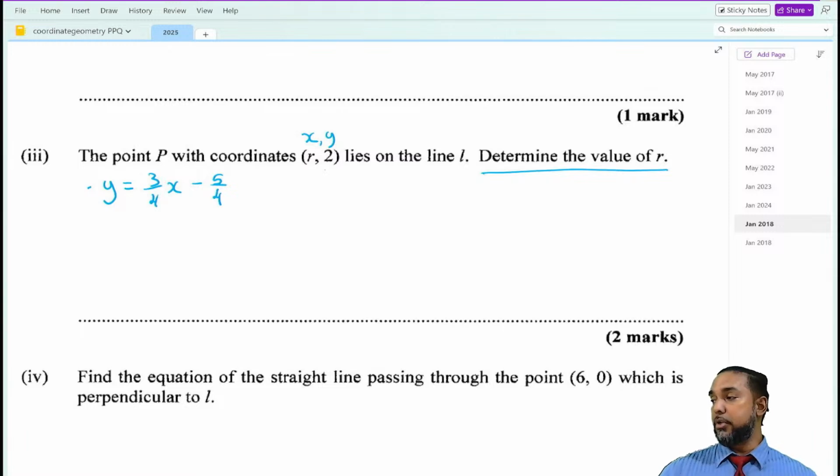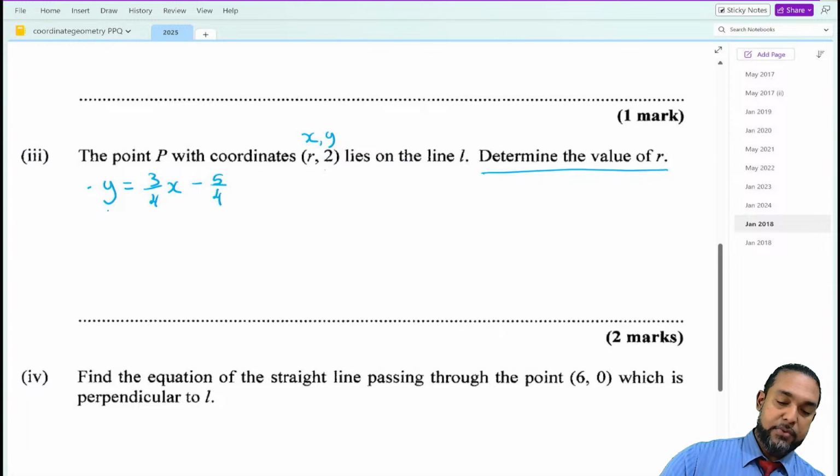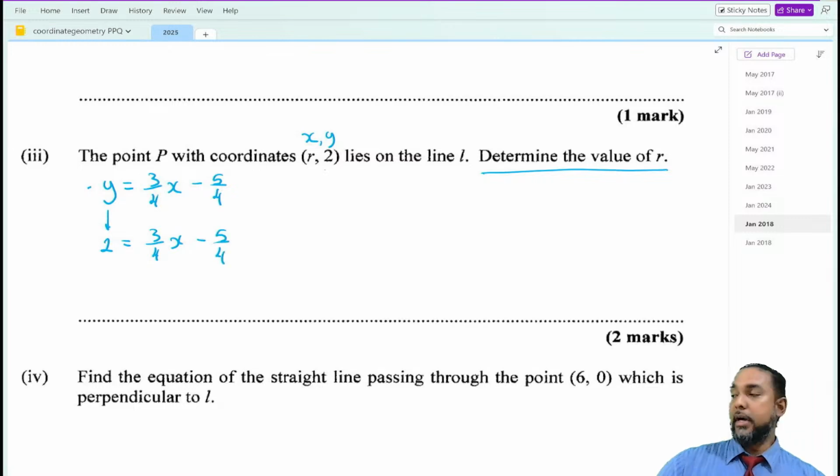So how are we going to do this? What's the next step? What am I going to substitute in to facilitate the solution? The 2. In place of what in the equation? In place of y. So this will become 2, that'll be equal to 3/4 x minus 5 over 4. I'll give you all a minute or two to see what you can come up with.